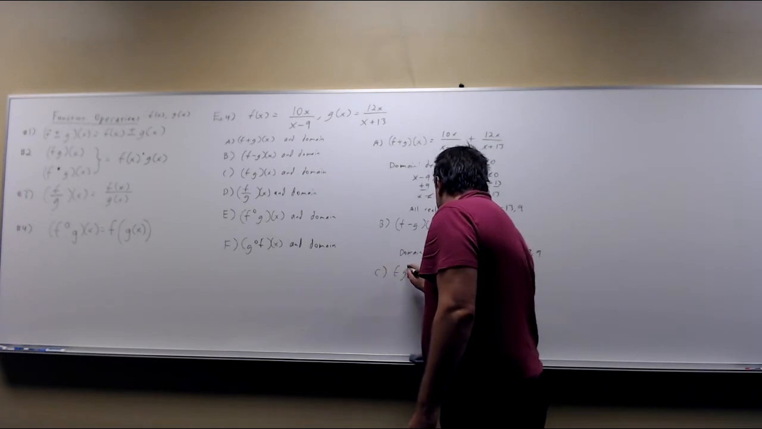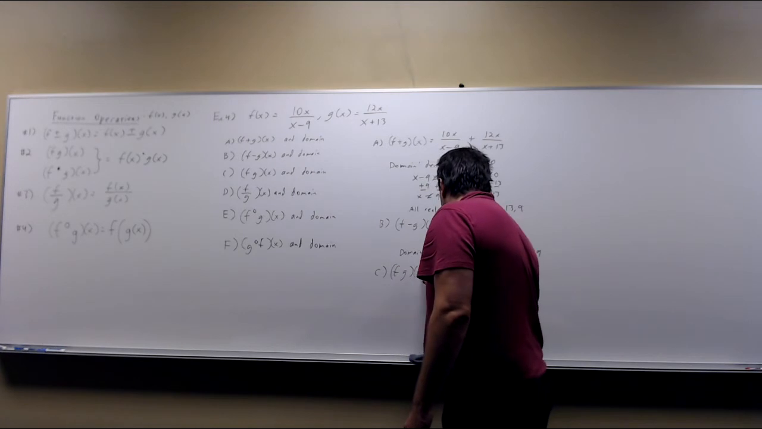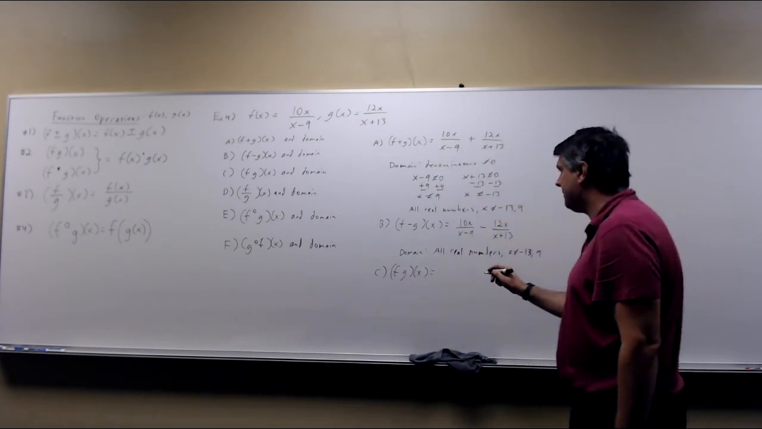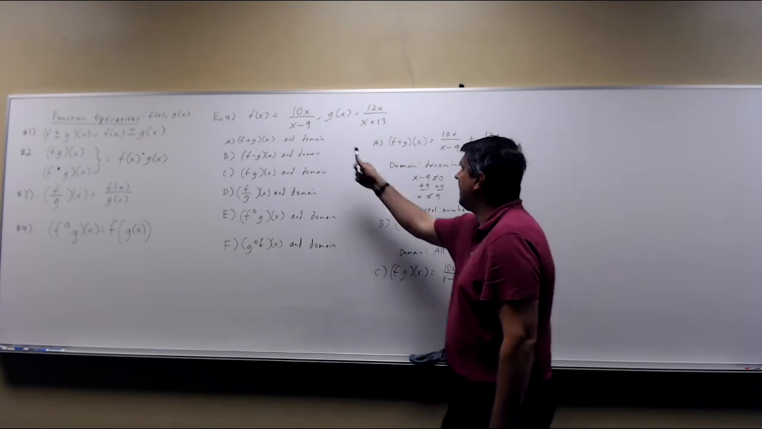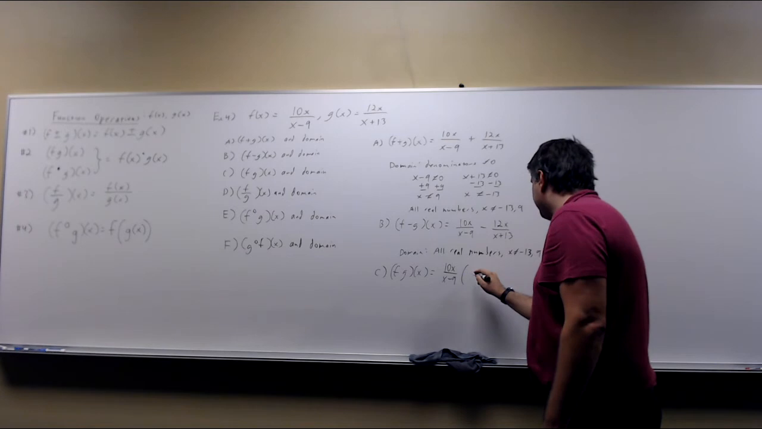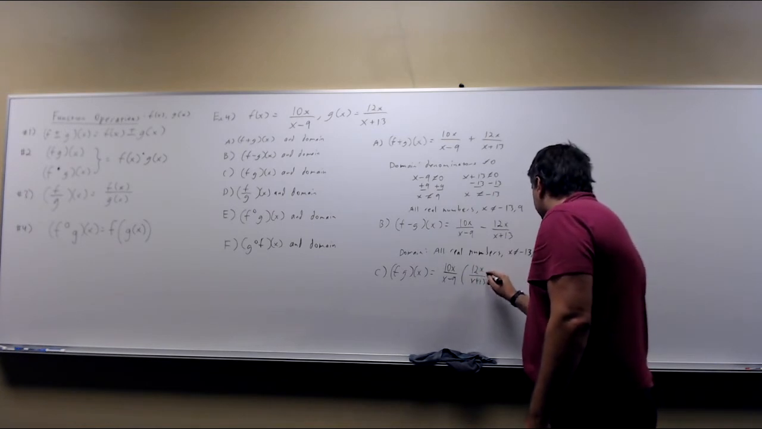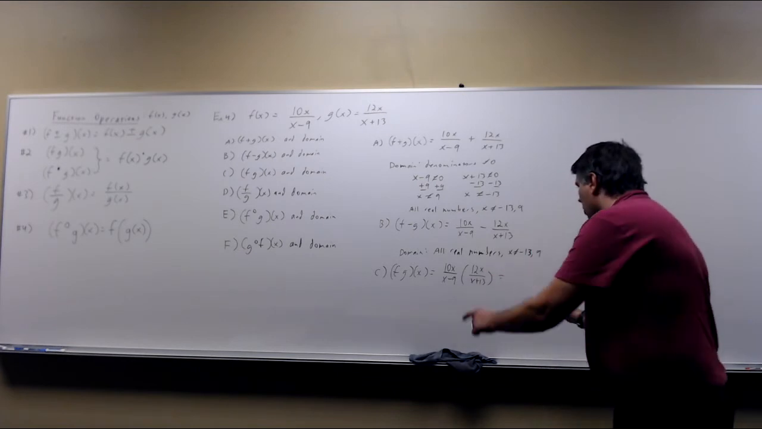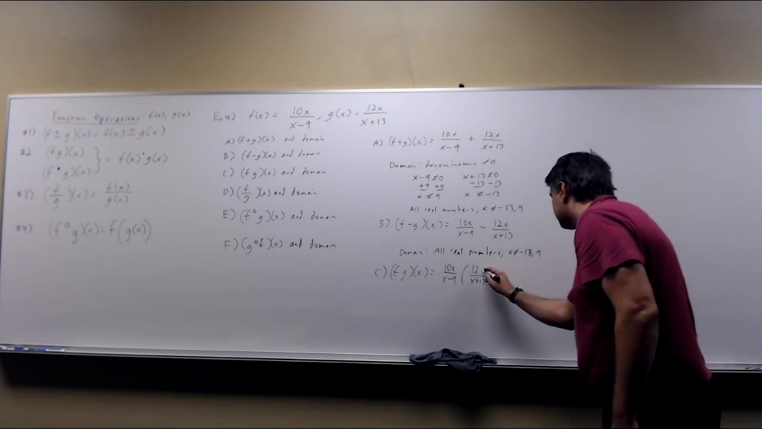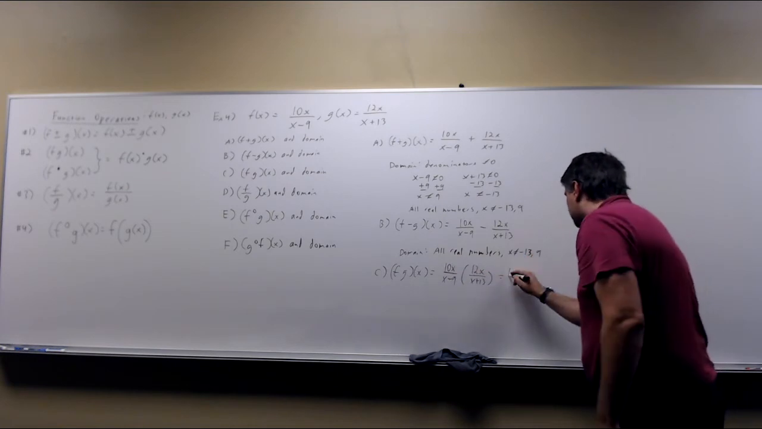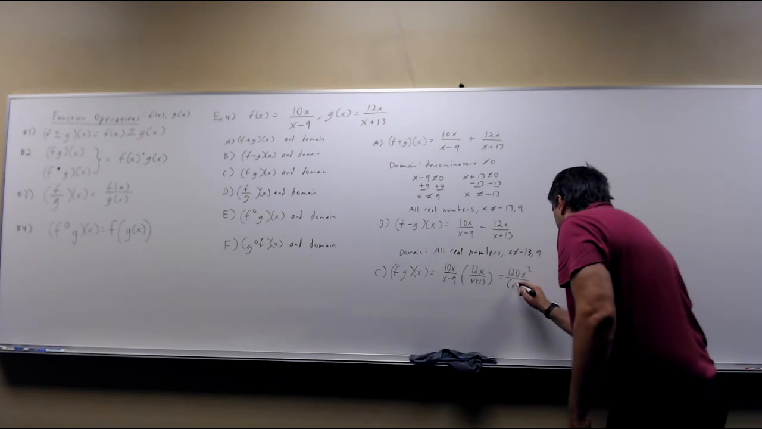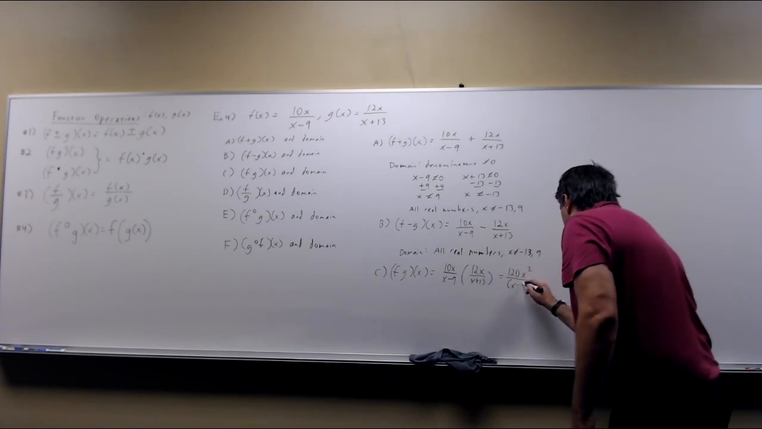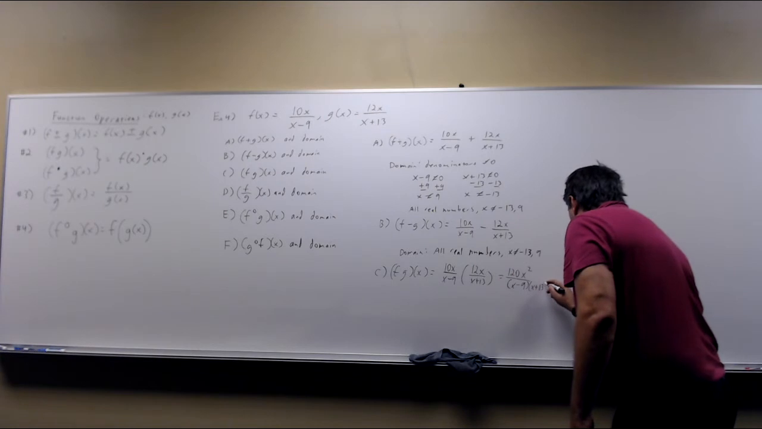C. f times g of x. Well, that's going to be 10x over x minus 9. It's going to be f of x times g of x. So 10x over x minus 9 times 12x over x plus 13. Which gives me 120x squared over x minus 9 times x plus 13.